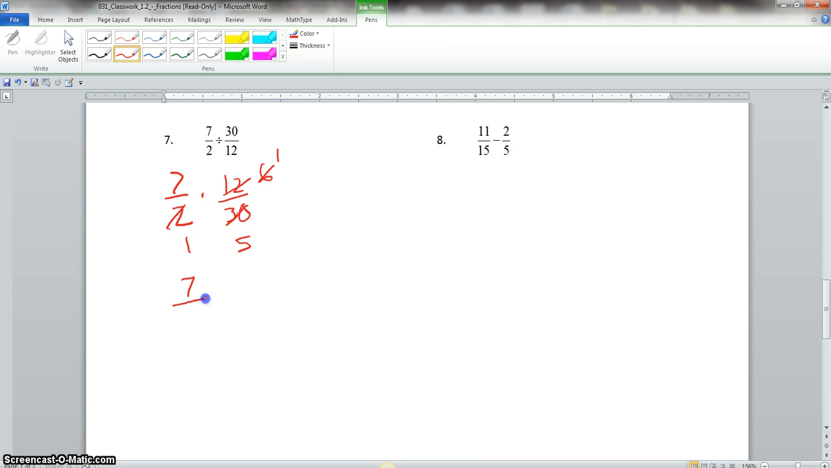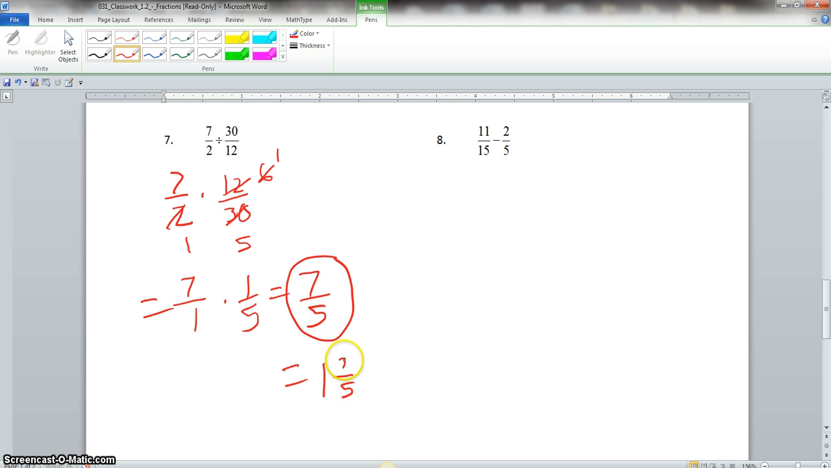So our new fractions would be 7 over 1 times 1 over 5. 7 times 1 is 7, and 1 times 5 is 5. So our final answer here is 7/5. Now some of you may have written this as a mixed number. 5 goes into 7 once. Our denominator would be 5, and we would have a remainder of 2. So you could have either one of these answers, 7/5 or 1 2/5.